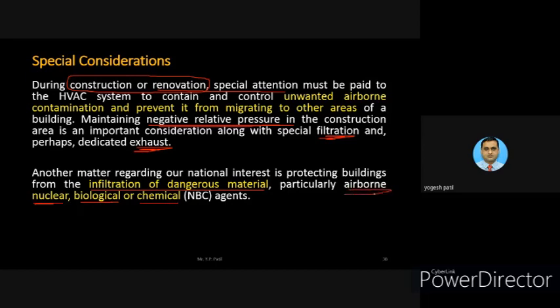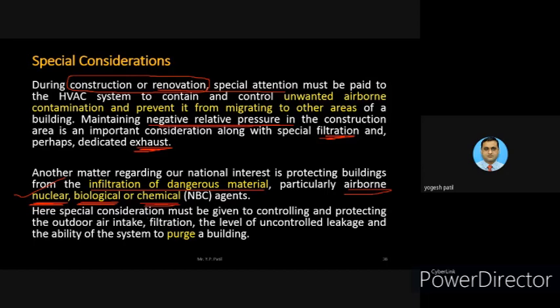That seriously affects us, and we require special attention on these three types of airborne effects: the nuclear type, the biological type, and the chemical type. Combinedly these are called NBC agents. So mainly biomedical-related things; these three things are very important in the consideration.